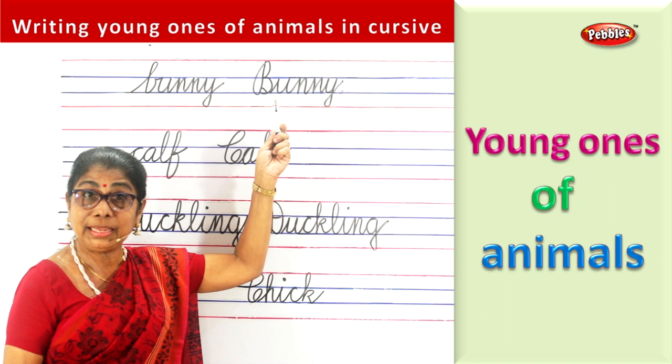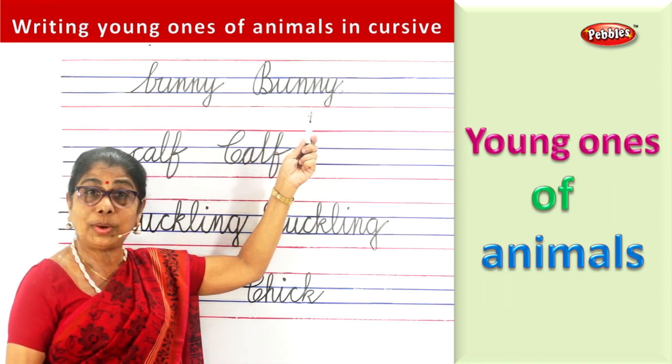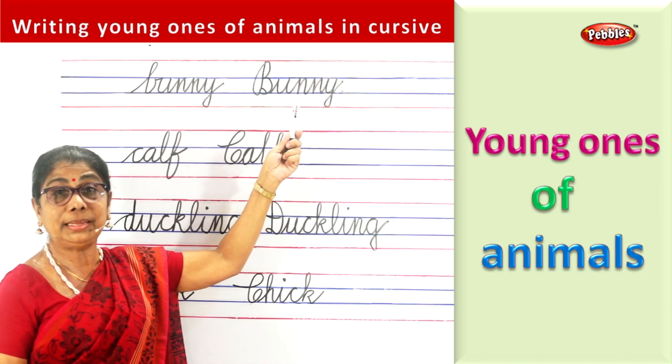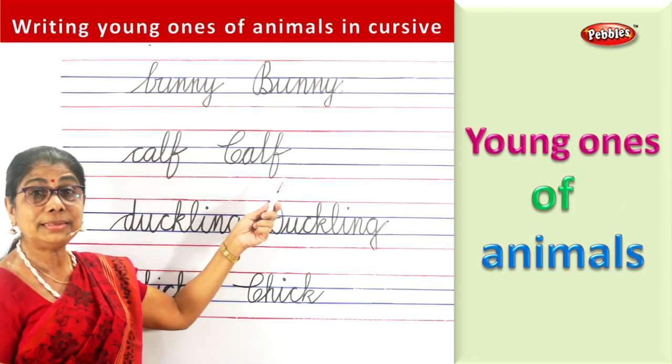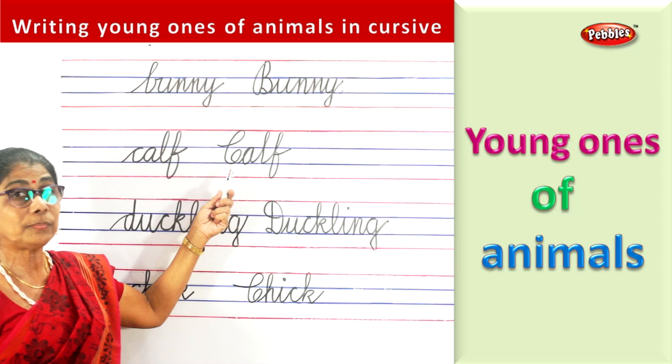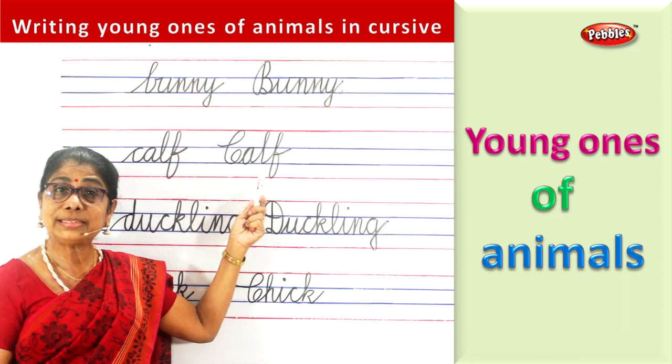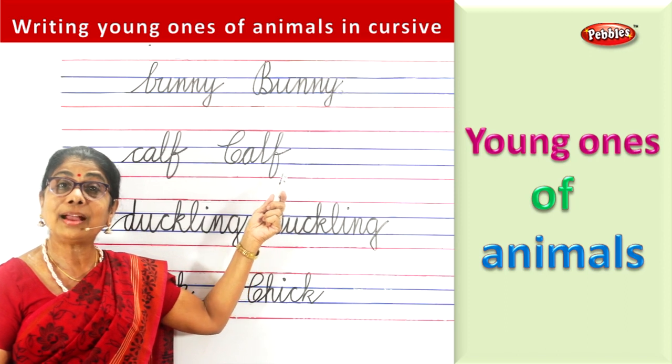Now look at the young ones, four young ones. First, bunny, B-U-N-N-Y, bunny. That's a baby rabbit called bunny. He loves to eat carrots and cabbage and lettuce.